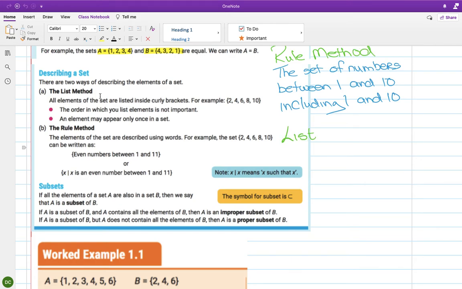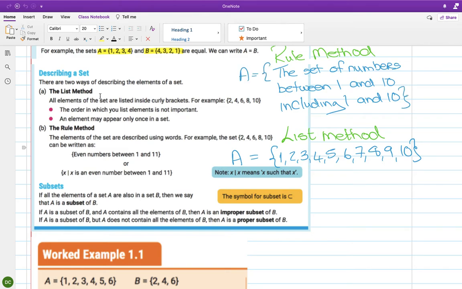If I did the list method, I would literally just list out the numbers, okay? So we'll call it set A. You have to use these brackets. They're called curly brackets. And I go 1, 2, 3, 4, 5, 6, 7. My God, why didn't I stop at 6? 8, 9, 10. Okay? So that's the difference between the rule method and the list method. I should also use my curly brackets here too. So the rule method, you describe it. The list method, you actually just list it.